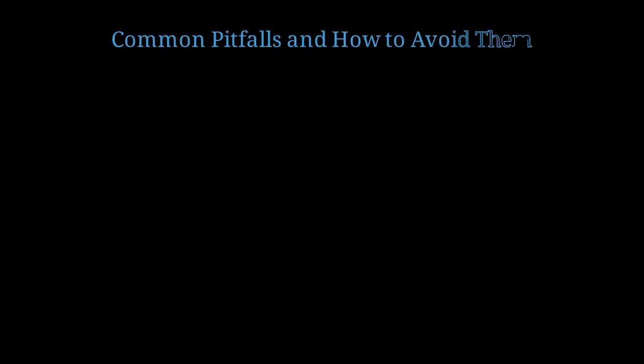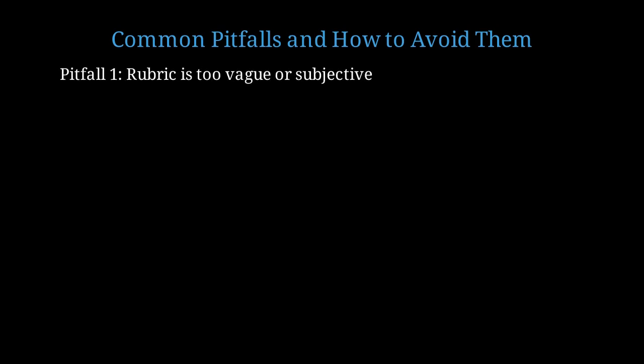Let me share some common pitfalls I've observed and how to avoid them. Pitfall 1. Your rubric is too vague. If your dimensions are things like goodness or coolness, you'll get inconsistent scores. Solution. Operational definitions with concrete examples. Pitfall 2. Giving up after one iteration. The improvement often isn't dramatic until iteration 2 or 3. Solution. Commit to at least 3 iterations before judging effectiveness.